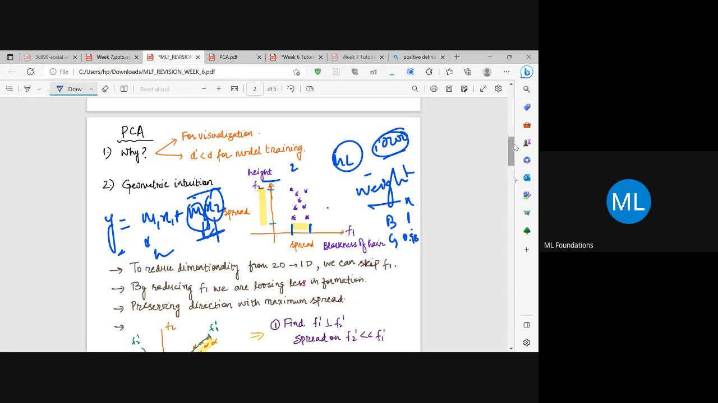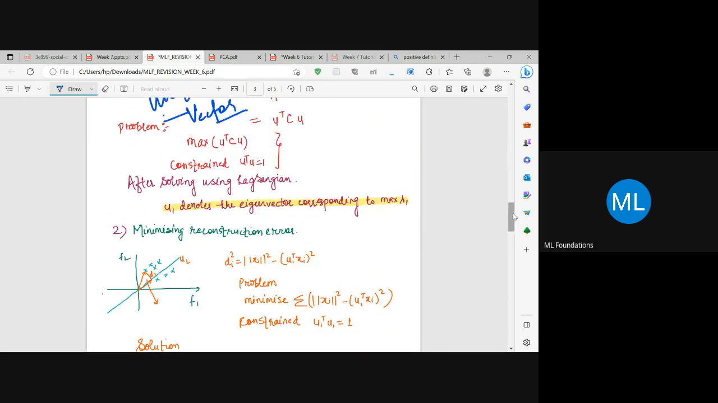Okay, so that was it. The basic theory, I guess, is clear regarding PCA. If you are getting any statement type of problem, like 5-6 statements regarding PCA, and then you need to mark which of the following is correct, I guess now you'll be able to mark that.